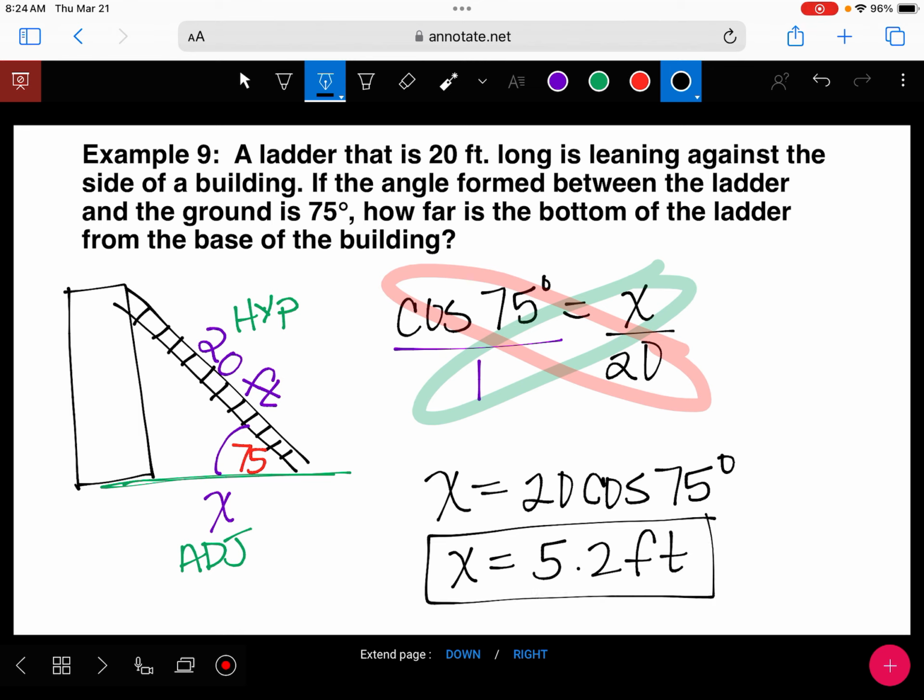Okay. All right, go ahead and read the next example. See if you can draw your diagram. Your diagram doesn't have to look exactly like mine, but I'm going to give you a minute to try to work through that one by yourself. And the main thing is, are you using the right trig ratio?